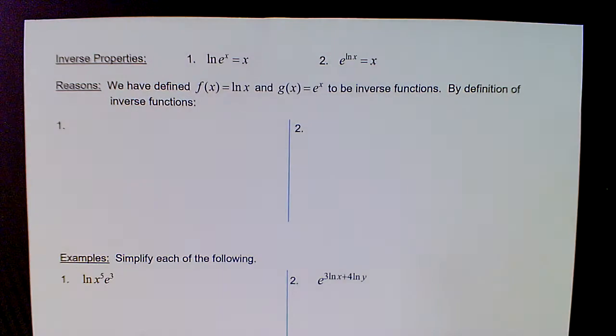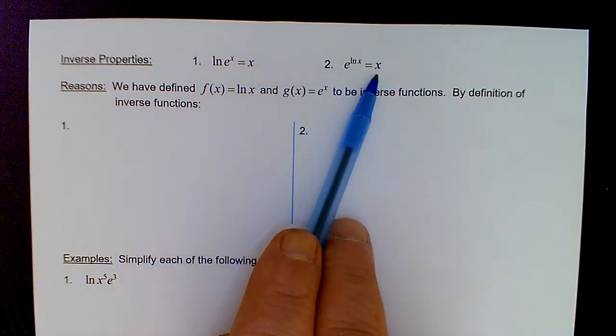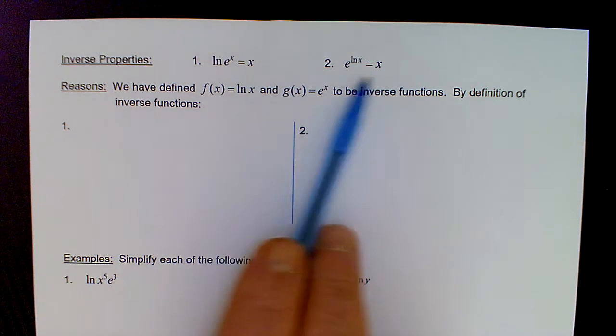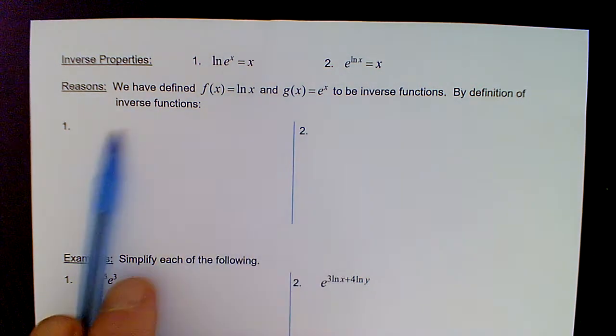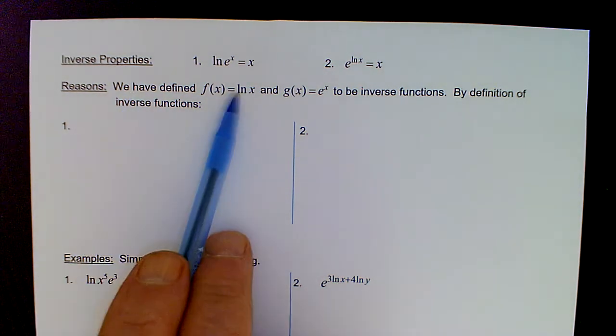Going further, we have what we call inverse properties. And they're stated here. Natural log of e to the x is equal to x, and e to the natural log of x is x. There's no cancellations happening. It's a consequence of inverses. I just want to prove both of these to you quickly. So here's the reasons why.